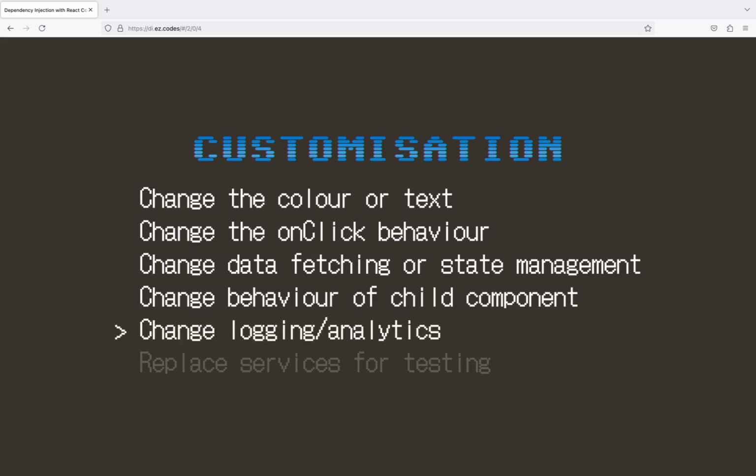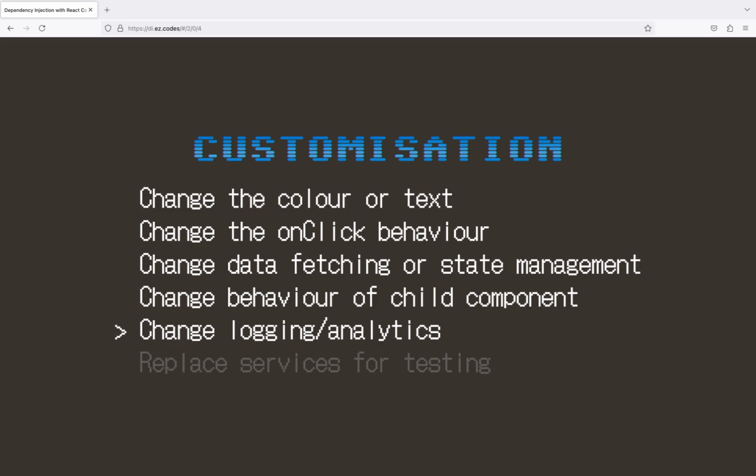We might want to change non-functional requirements, like logging and analytics. This one's particularly important if our component is going to be used as part of a library and could exist in different applications, because the different applications might be using completely different libraries to handle logging and analytics. But even if our component's only being used in a single application, we probably want to send different logging and different analytics depending on where it's being used.